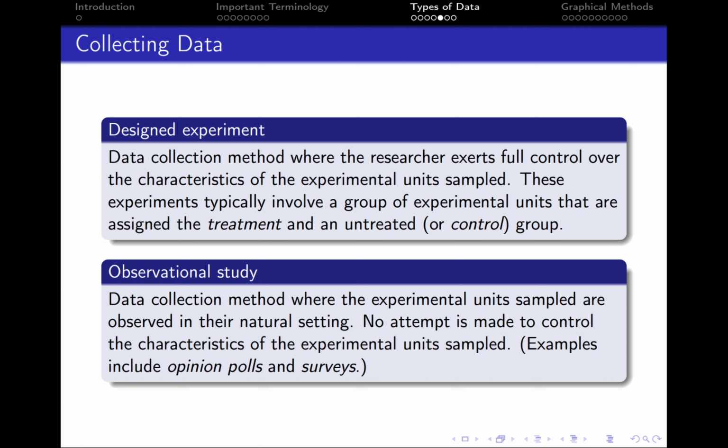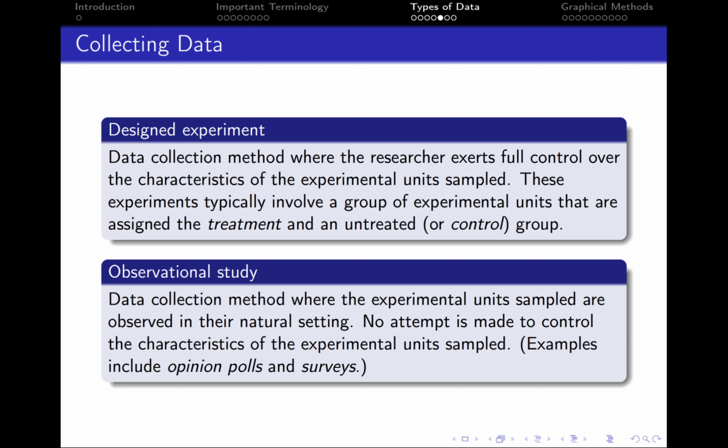These experiments typically involve a group of experimental units that are assigned to the treatment and untreated or control group. So this is a type of experiment that is very often used by medical students or by scientists who study biology or chemistry. So not that much relevant for economists.